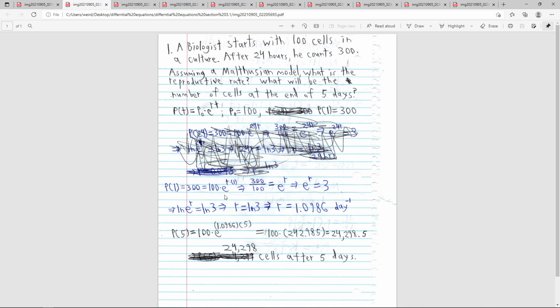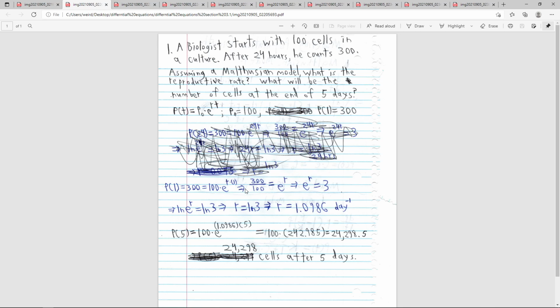That being said, P of 1 equals 300 equals 100 times e to the r times 1, because P of 0 is already known as 100, so that just plugs in. So P of 1 is equal to 300, which is 100 times e to the 1 times r, since t is 1. And we're trying to find the reproductive rate. So 300 equals 100 times e to the r.